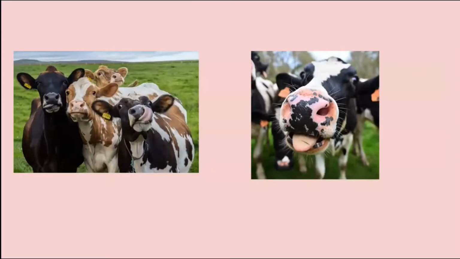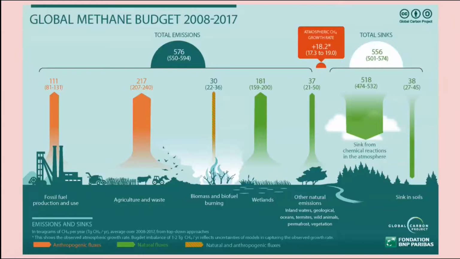Okay, now here we see a bunch of cows. Here we see a bunch of them schmoozing with each other, and they're cute little animals, I guess. Now, what I want to show you first is something called the global methane budget. And this is in a unit called teragrams.